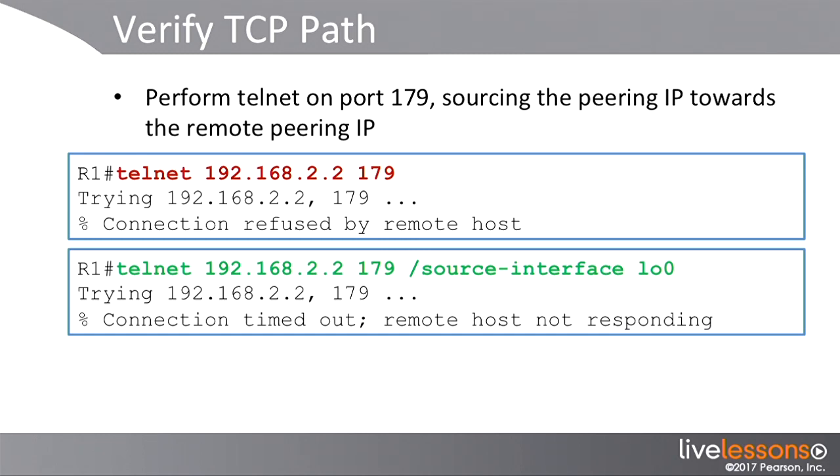Now you will see that it might say connection timed out or remote host not responding, instead of saying connection refused by remote host. The connection was refused by the remote host earlier because it was not configured to peer with your physical interface IP. It was configured to peer with your loopback interface IP. And thus, the second output says connection timed out or remote host not responding. It's a quick way to verify if there are any ACLs in the path that are actually blocking your BGP packets.